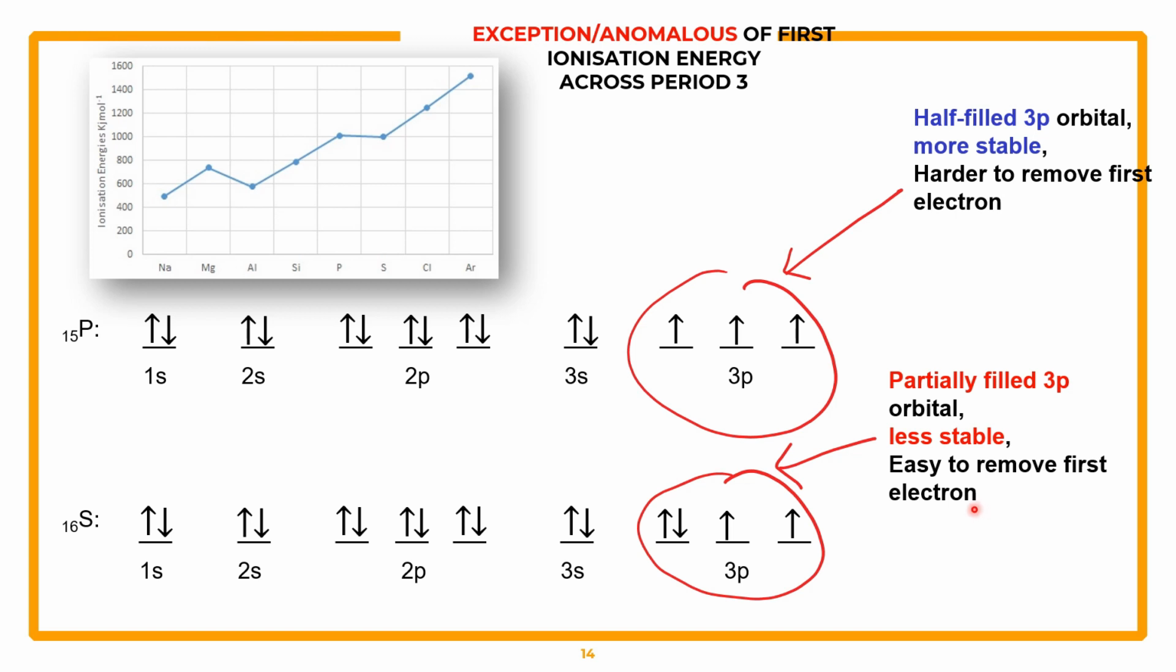Which electron is the first electron that we will remove? It is this electron. First IE is about removing the first electron, removing the first electron from an atom. So which is the first electron that we will remove? Of course we remove this one first, not this one. Why? Because when we remove this electron and it is lost, you will get S+. And S+ already has an arrangement like a half-filled orbital, 3p3.